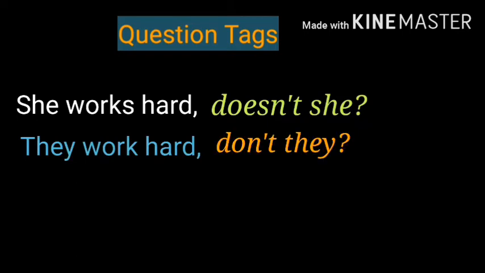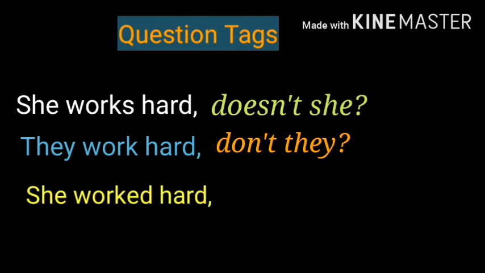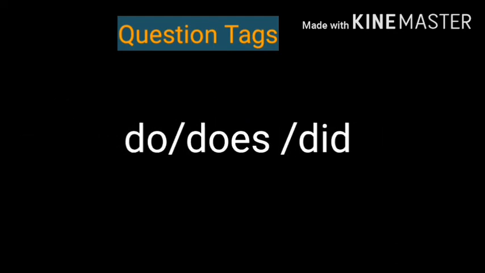So, the question tag for the first sentence, she works hard, is doesn't she? Second sentence, they work hard. Its question tag is, don't they? Third sentence, she worked hard. The question tag is, didn't she? So, in the statements, if the auxiliary verbs are missing, we should use do, does or did according to the form of the verb given there.